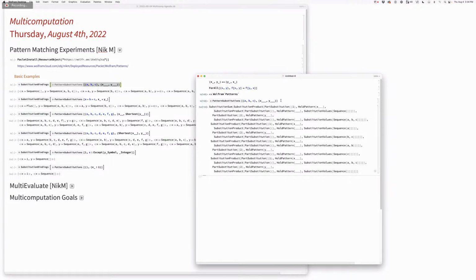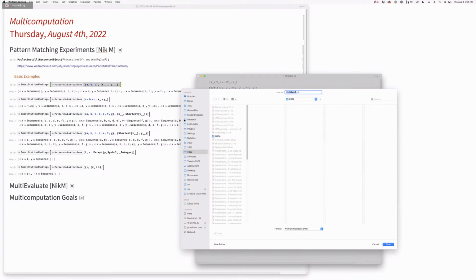So the outer head is a sum. It means every element in that sum is a separate thing that can be matched. So if you want just a single match, you can just take the first one and ignore all the rest. And if it's a product, you have to match all the elements of the product. And if it's a part substitution, it's a hierarchical structure that contains an actual part and a potential sub-pattern. So we can recover the information. Okay.